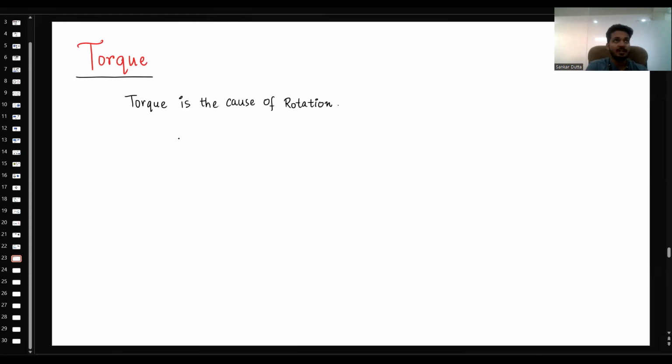Okay. The symbol for torque is given by this. This is the symbol of torque. This is known as tau. Okay. The SI unit for torque is actually Newton meter. And how do you find out torque? Well, this is the formula for it.